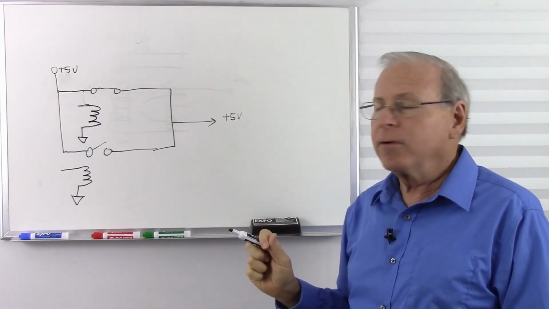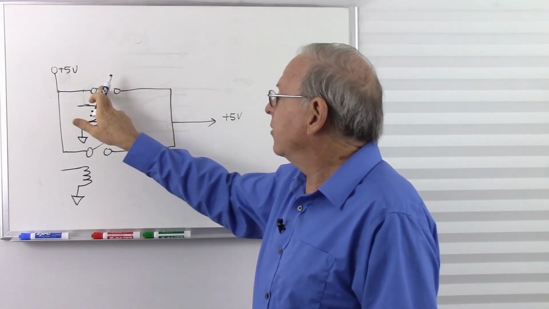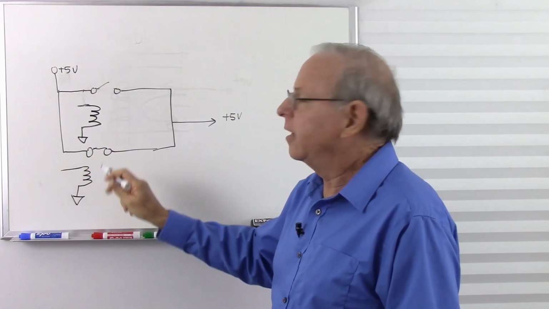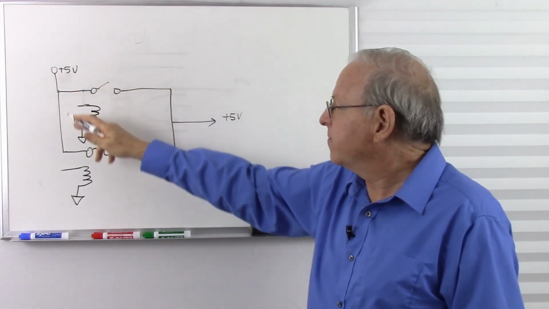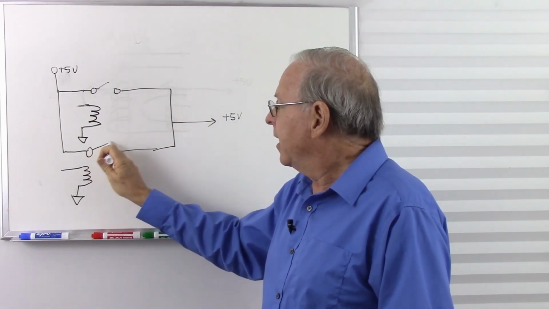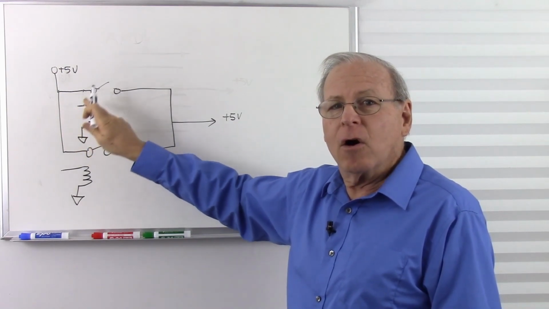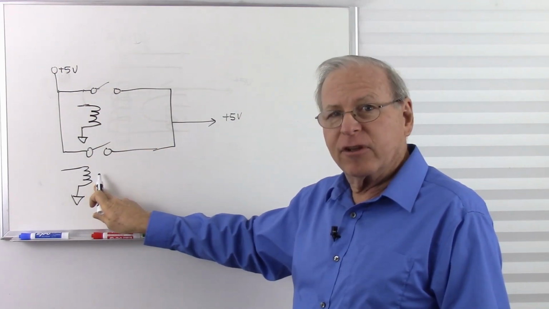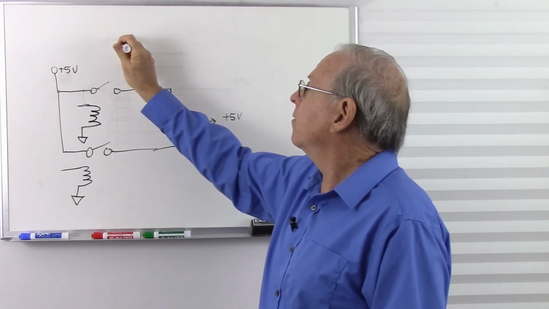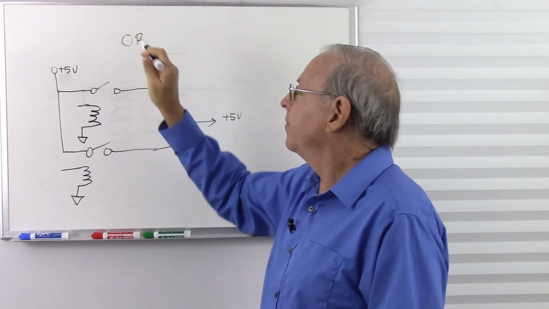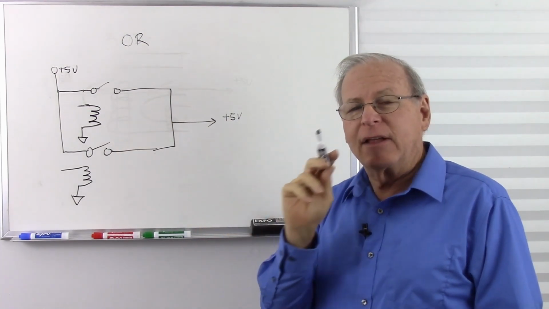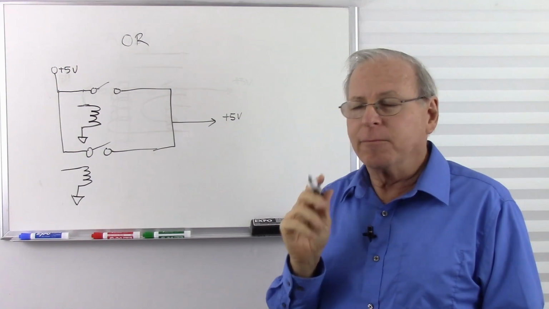There's my plus 5 volts. Now let's unenergize it and energize this one. Do I have my output? Yes, my 5 volts goes to the output. There's my plus 5 volts. So if I energize this relay or I energize this relay, I get an output. So I have a function called OR. And in modern terms, we would call this an OR gate. That's two of the things that a computer does.